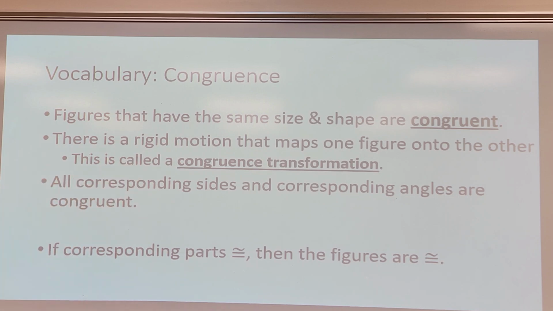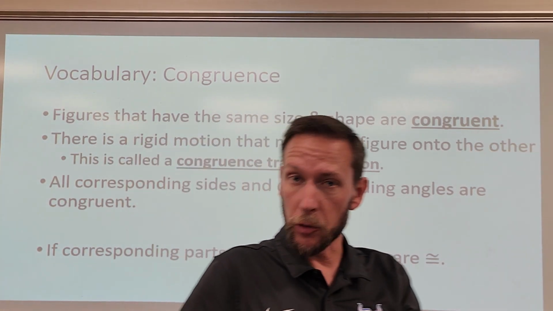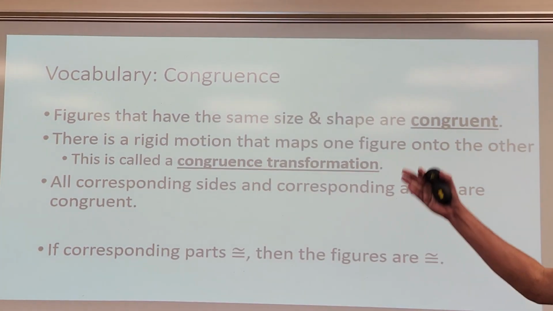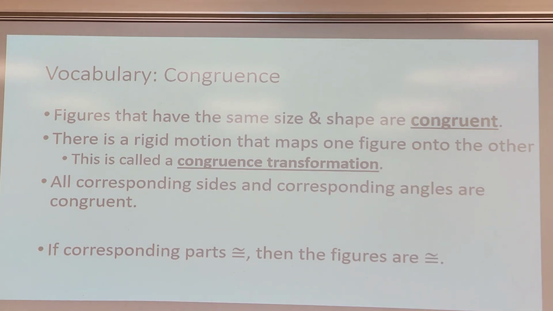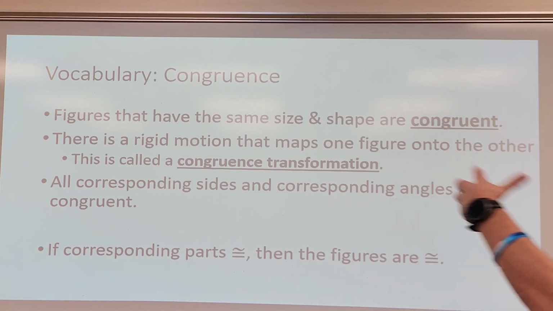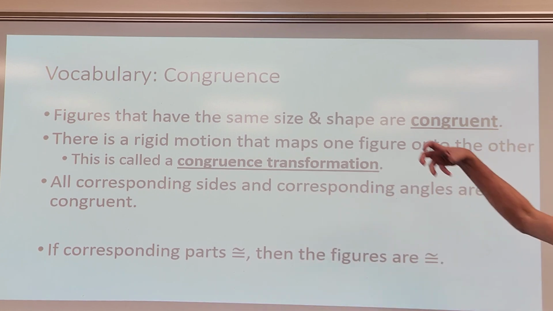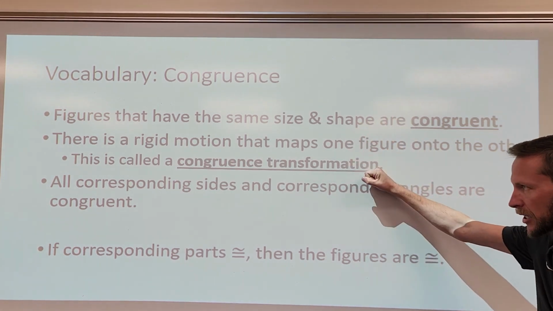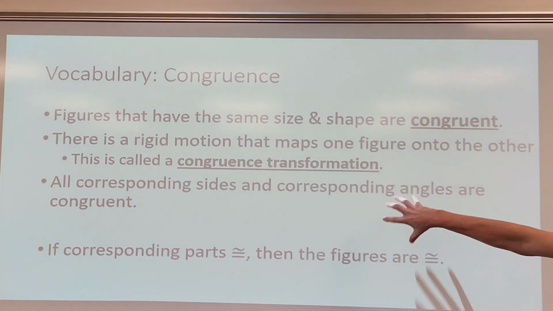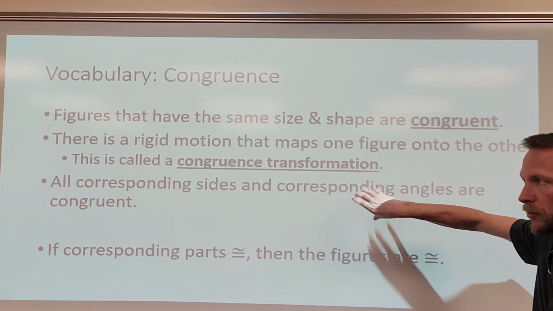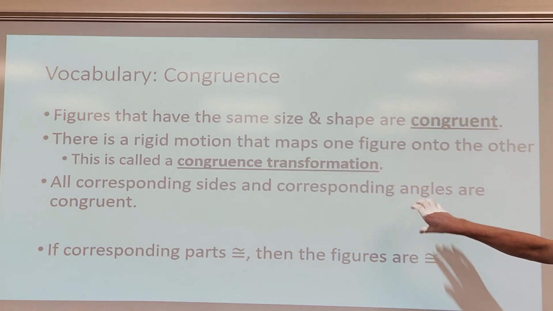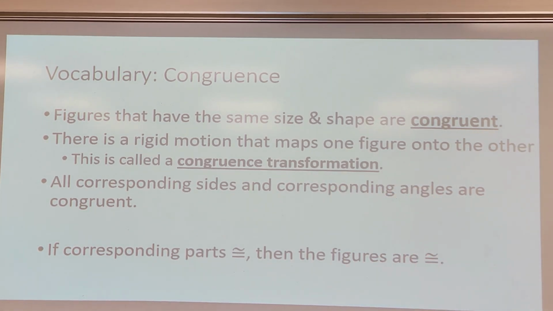So we've defined the word congruent in the past with congruent angles and congruent segments, but now we're going to talk about congruent figures. When they have the same size and shape, we call them congruent. If we have a rigid motion or a composition of motions that move one onto the other, we call that their congruence transformation. All of the corresponding sides, this is the big punchline right here, so put a little star by this, all of the corresponding sides and corresponding angles are congruent.